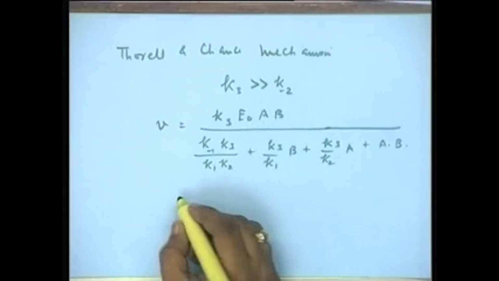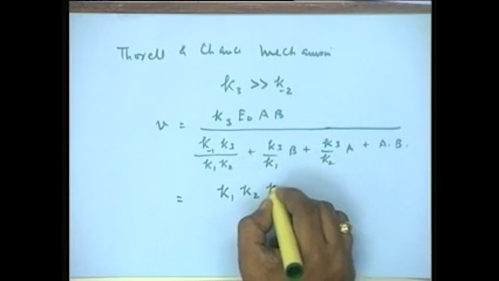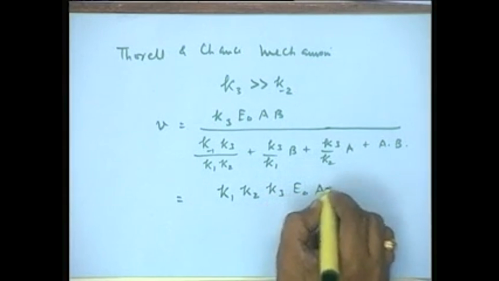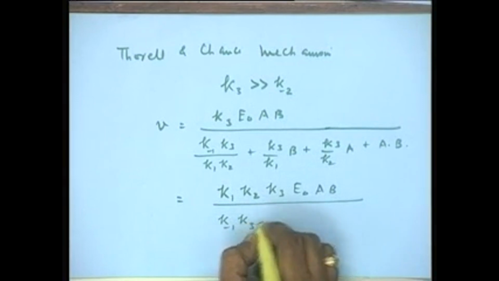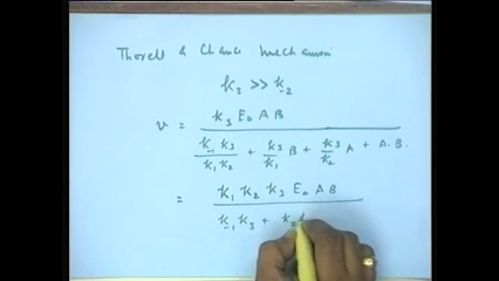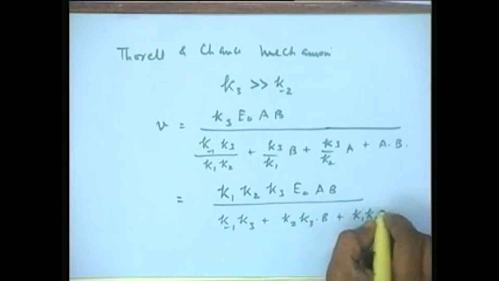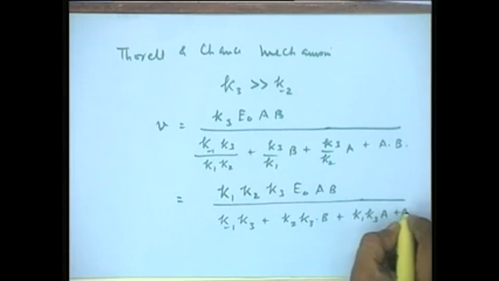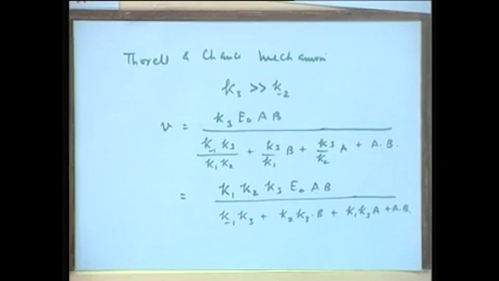Also, basically you can further simplify this by multiplying by K1 K2 K3, to write K1 K2 K3 E naught AB upon K minus 1 K3 plus K2 K3 into B plus K1 K3 into A plus A into B. That is the final expression for the Theorell-Chance mechanism, and therefore one can go into such a mechanism and get the rate expression.